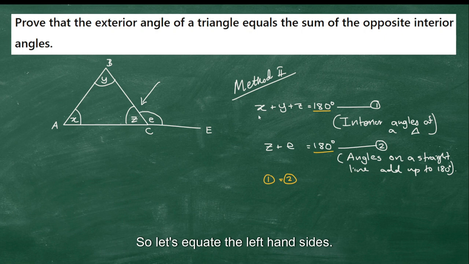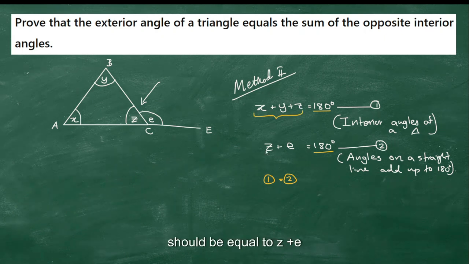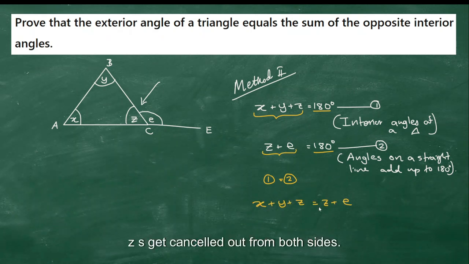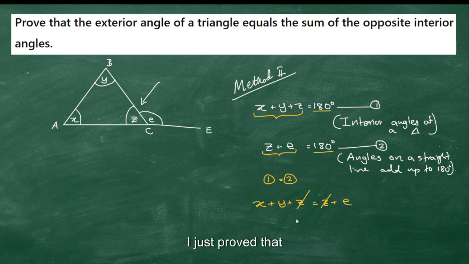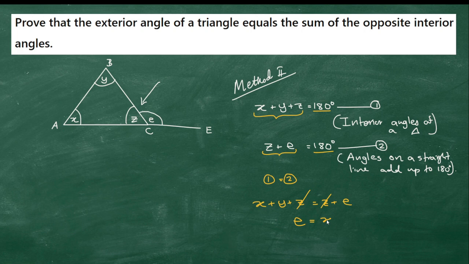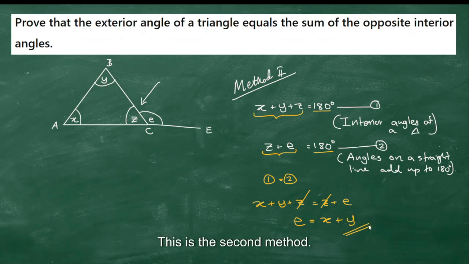So let's equate the left hand sides now. X add Y add Z should be equal to Z add E. And you can see the Z gets cancelled out from both sides. So I just proved that the exterior angle is equal to the sum of the opposite interior angles X and Y. This is the second method.